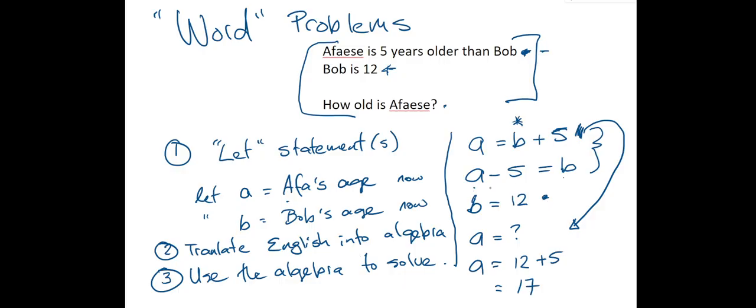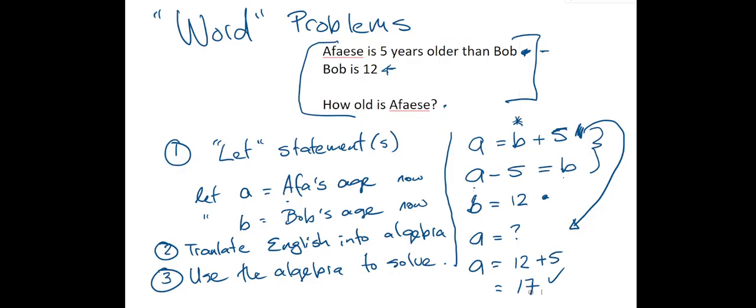Well, let's check it out. If we took Arthur's age, which is 17, if Arthur was 17 now, 17 minus 5 is 12, and this says it's 12, so yeah, we've got the right answer. It's a really, really simple example, but it is essentially all that word problems are.